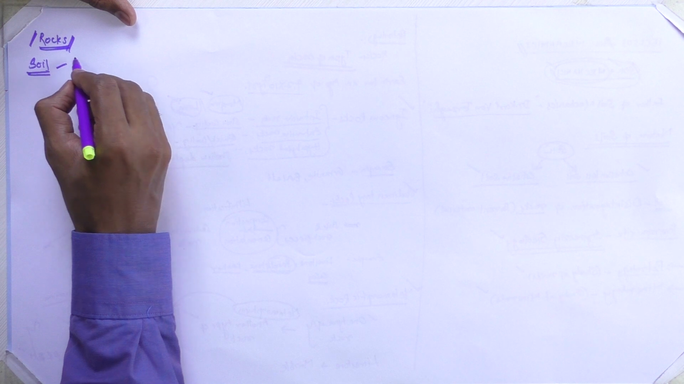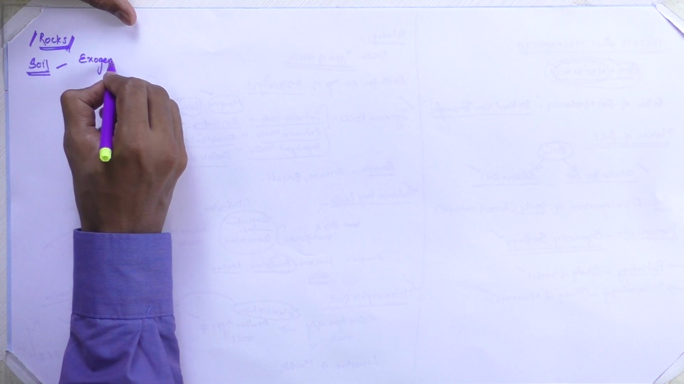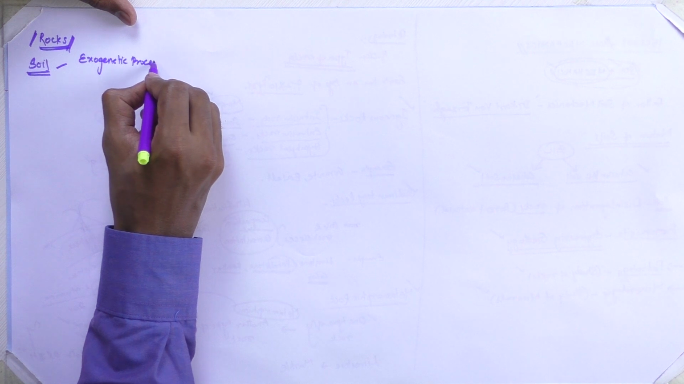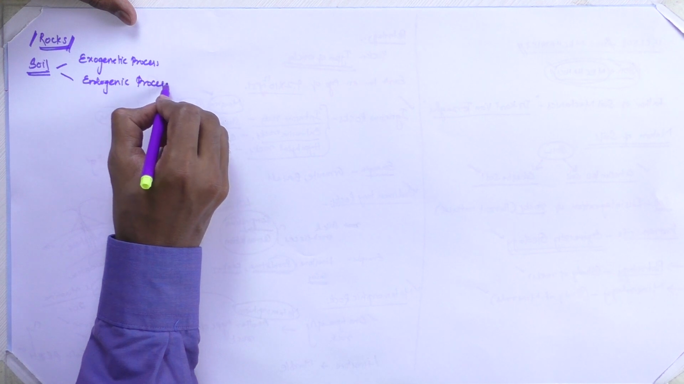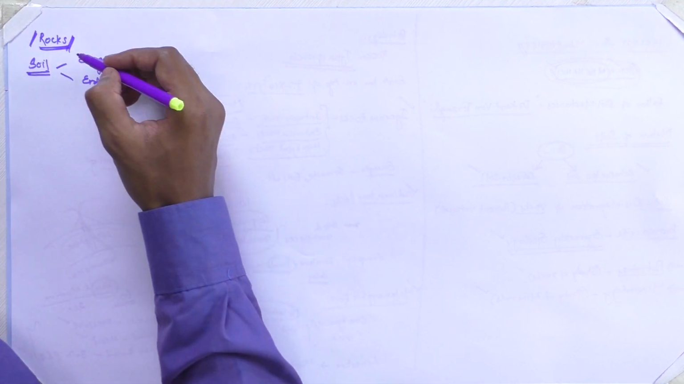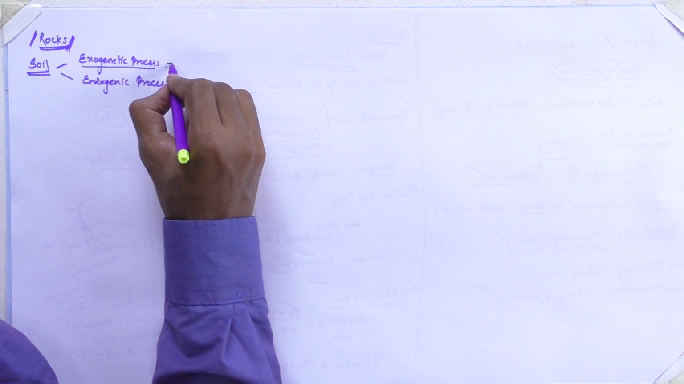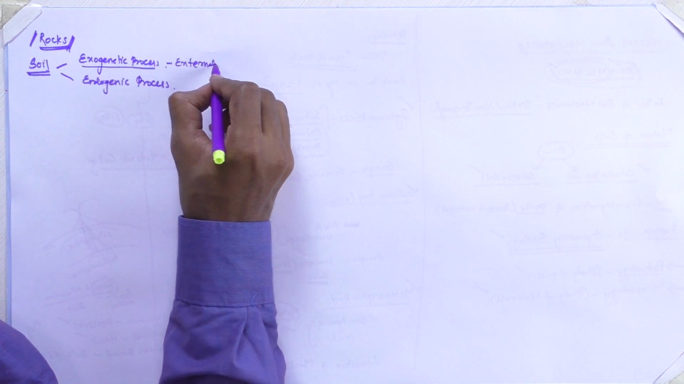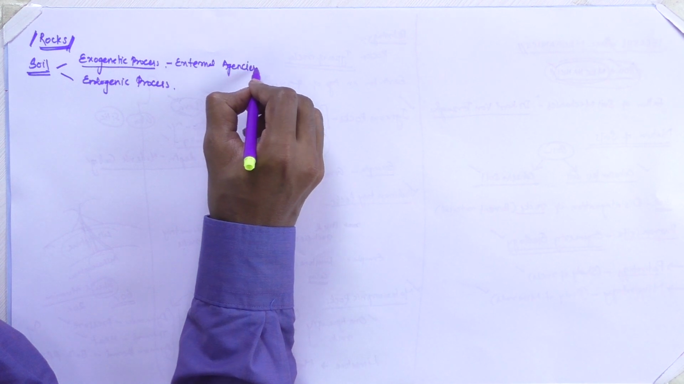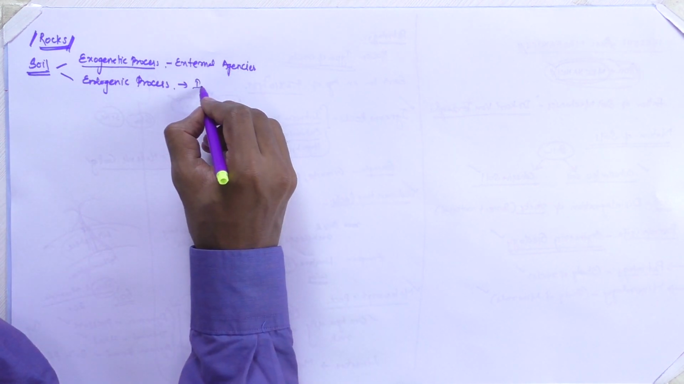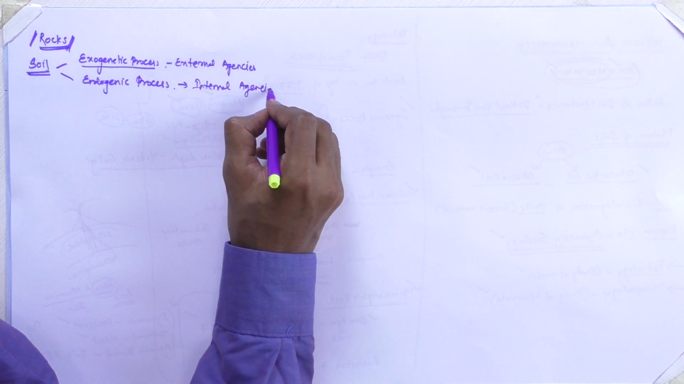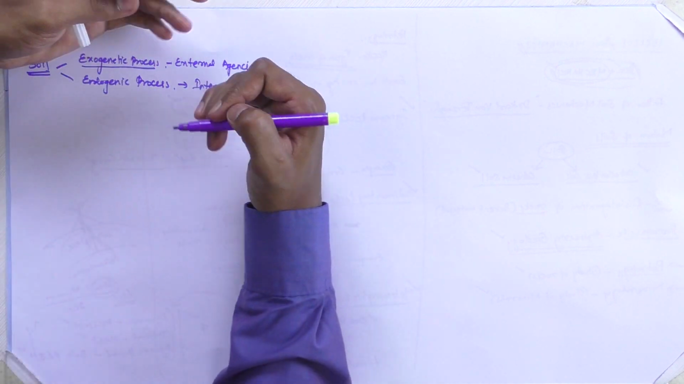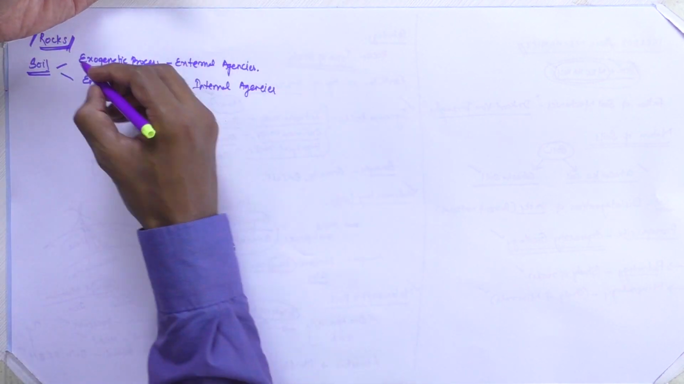So we have rocks. Then how has the soil been produced? Exogenetic processes and endogenic processes. The exogenetic process is a process where external agencies play a role. The endogenic process represents internal agencies. What are external agencies and what are internal agencies?